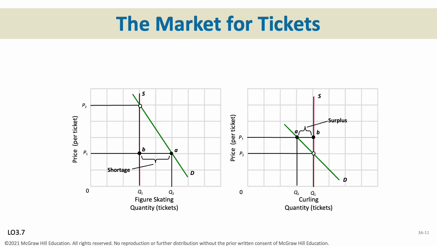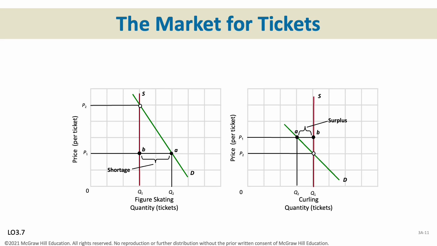And in effect, it is the same as a price floor. The figure skating example would be a price ceiling. The curling example would be a price floor. So remember, you can't go through the ceiling, that's your figure skating example, or fall through the floor, that's your curling example. So very similar to what we saw in the actual chapter.